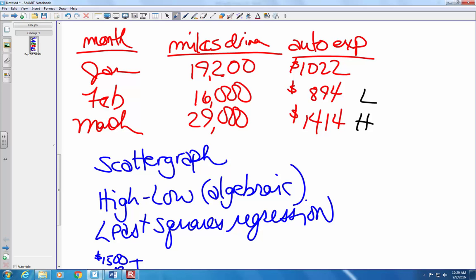So the first thing we're going to do is figure out what part of the cost is attributable to the variable component. And the way that we do that is we find the difference in the cost divided by the difference in the driver. Because that's got to be the variable component, what makes it go up based upon activity.